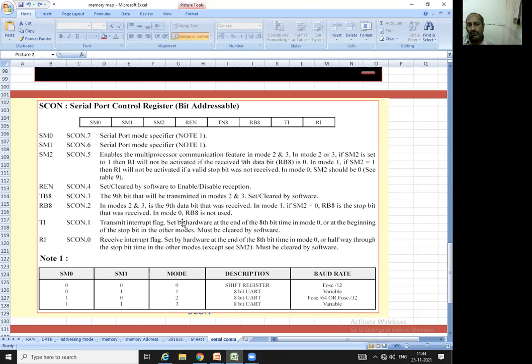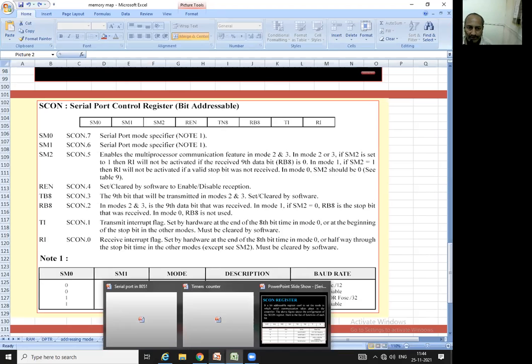When this flag becomes 1, transmission starts, and when the RI flag is 1, reception starts. So once the reception is over, it has to be cleared. Clear means it has to be made 0. So it must be cleared by using the software. Software in the sense we have to write an instruction that resets that flag. Okay, so this is what is related to the SCON register we have gone through.